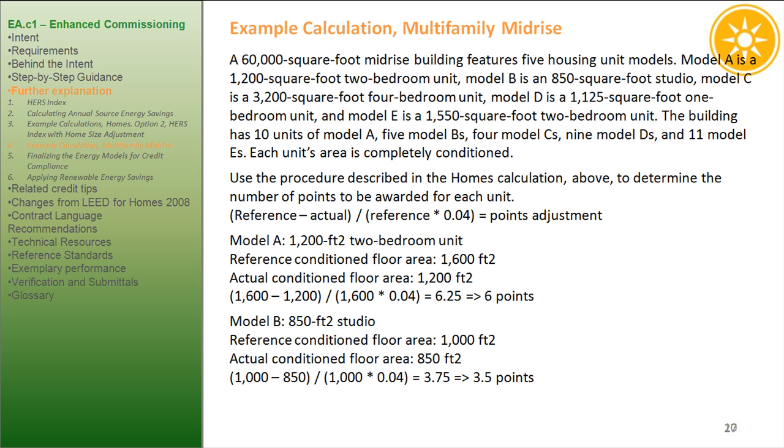The building has 10 units of Model A, 5 Model Bs, 4 Model Cs, 9 Model Ds, and 11 Model Es. Each unit's area is completely conditioned. Use the procedure described in the homes calculation, above, to determine the number of points to be awarded for each unit. Reference minus actual, over reference multiplied by 0.04, equals points adjustment.